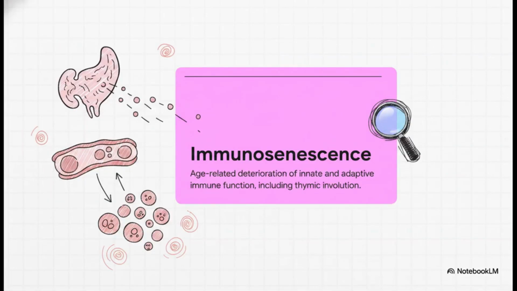A critical factor altering these immune systems over time is immunosenescence. This is the age-related deterioration of both innate and adaptive immune function. A primary driver here is thymic involution, resulting in fewer naive T cells over time. As human stem cells age, they differentiate preferentially into myeloid lineage cells rather than lymphoid cells. This shift reduces overall T and B cell formation. Physiologically, this correlates strongly with chronic low-grade inflammation, frequently termed inflammaging.